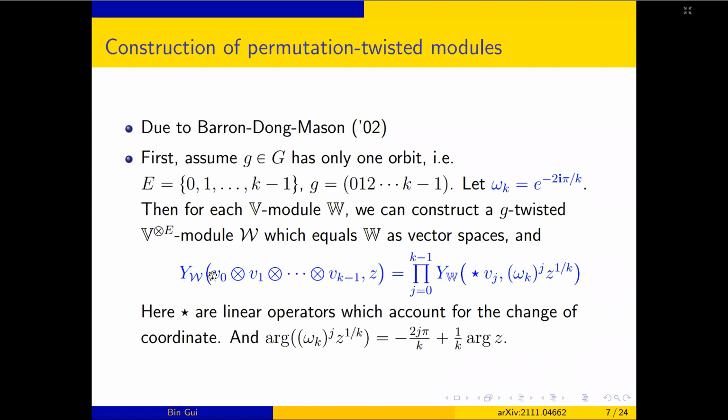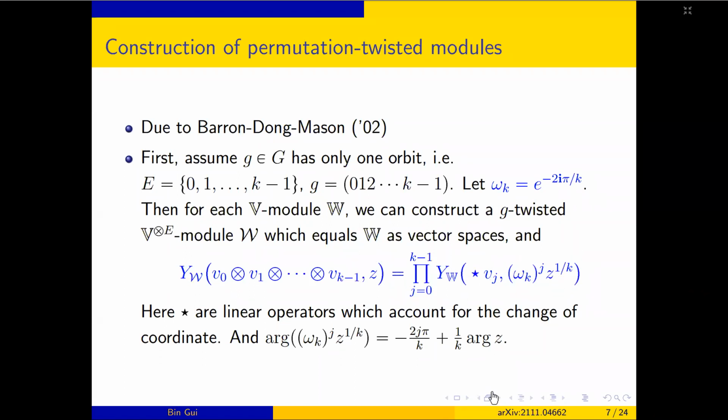Roughly speaking, on the left hand side, this is the vertex operator from a tensor product of vectors inside V. You define this vertex operator to be some product of the untwisted vertex operators for the original V, and each tensor component appears in one vertex operator. This part means that different tensor components, because if we want to take the k-th root of z, there are k different k-th roots, and for each k-th root, I assign it to one vertex operator.